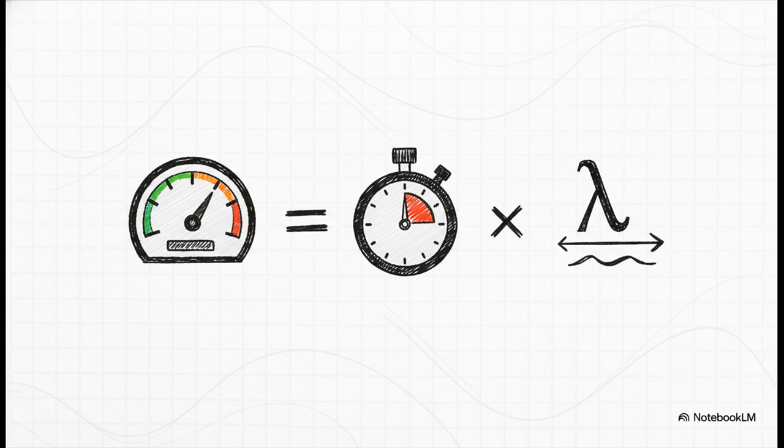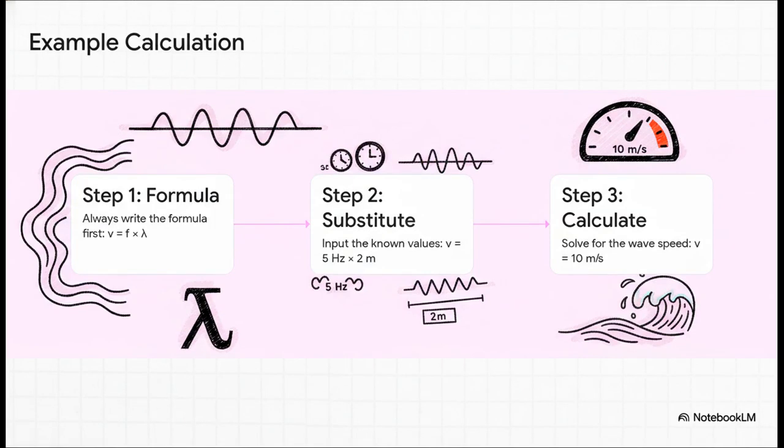They come together in one super important formula you've just got to know, the wave equation. It says that the speed of the wave, which we call v, is equal to its frequency, f, times its wavelength, that lambda symbol. Let's put it into action with a quick example. Say you've got a wave with a frequency of 5 Hz and a wavelength of 2 meters. What's its speed? Okay, step 1, write down the formula.